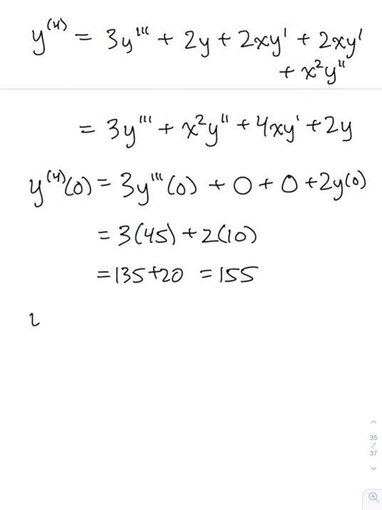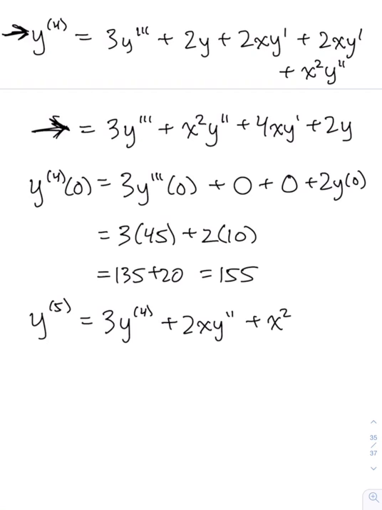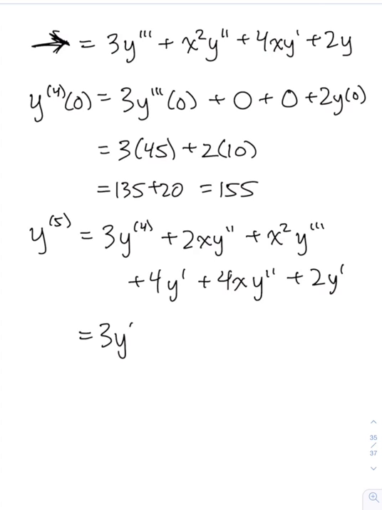All right, and the last bit to calculate, the fifth derivative of y, we're going to take this line here and differentiate that. So I have 3 times the fourth derivative of y. Actually, let's look at this line after I simplified it. Okay, plus 2xy double prime plus x squared y triple prime plus 4y prime plus 4xy double prime plus 2y prime. Simplify that. I have 3 times the fourth derivative of y plus 6xy double prime plus x squared y triple prime plus 6y prime.